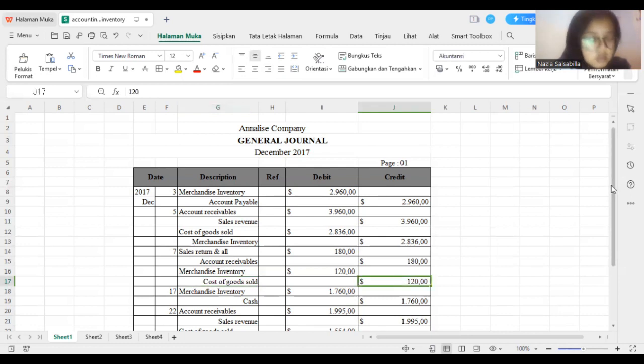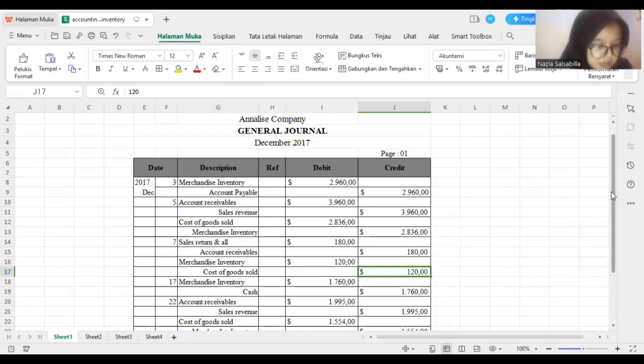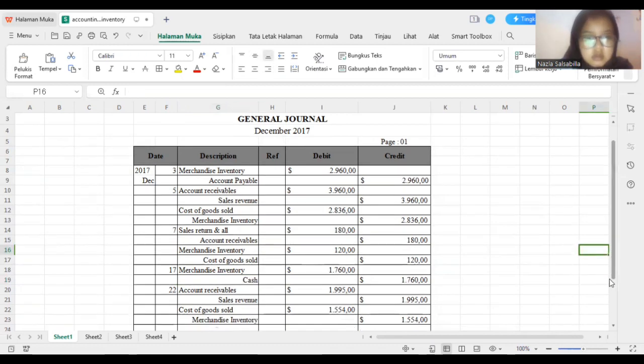Okay, the next transaction is purchase of 2,200 units of inventory for cash at 0.80 each. So the journal is merchandise inventory $1,760 on debit side, and cash on credit side $1,760.